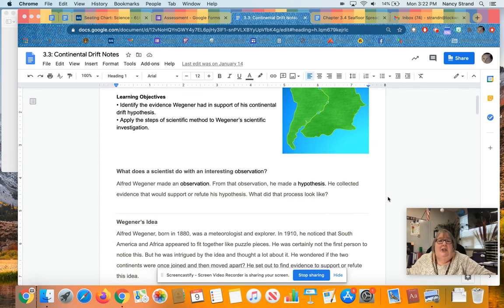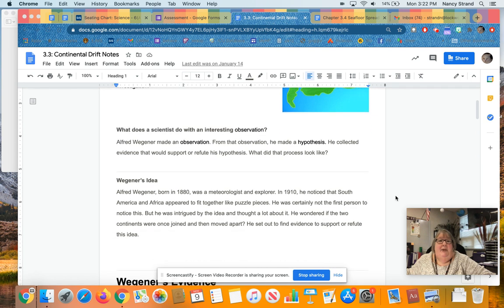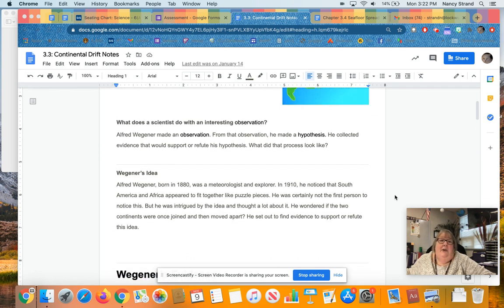What does a scientist do with an interesting observation? Well, Alfred Wegener made an observation. From that observation, he made a hypothesis. He collected evidence that would support or refute, go against his hypothesis. And what did that process look like?